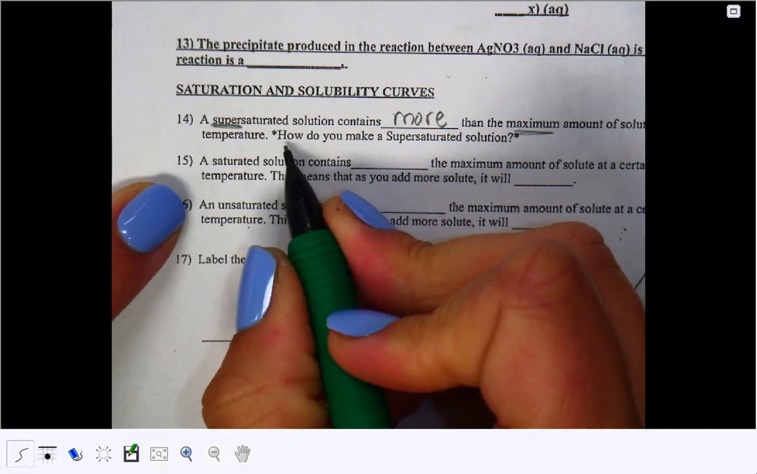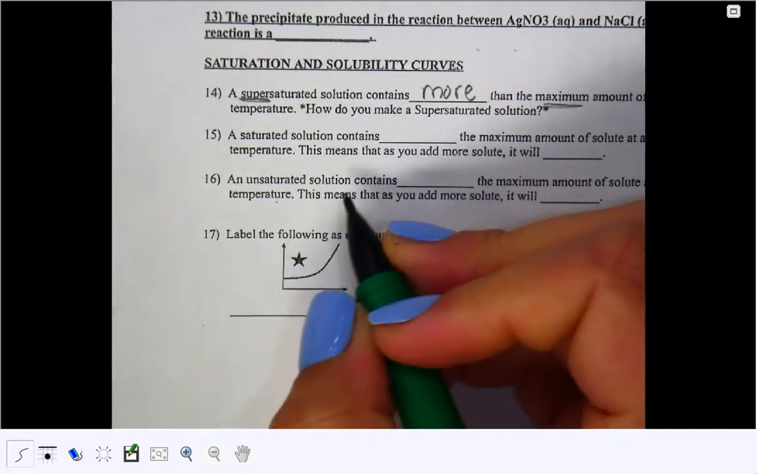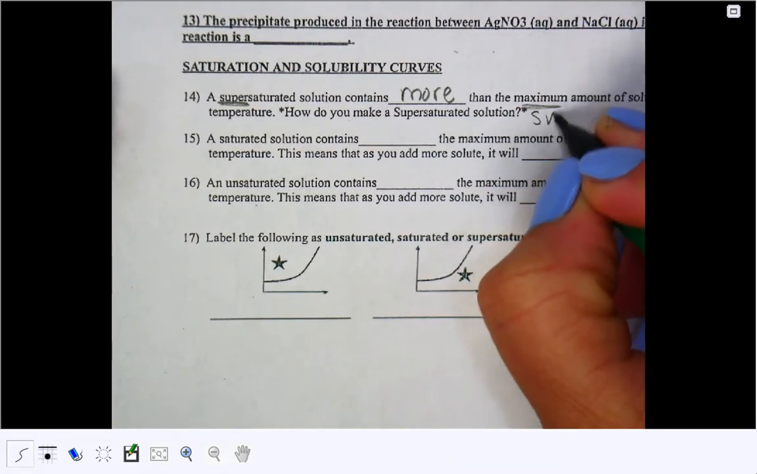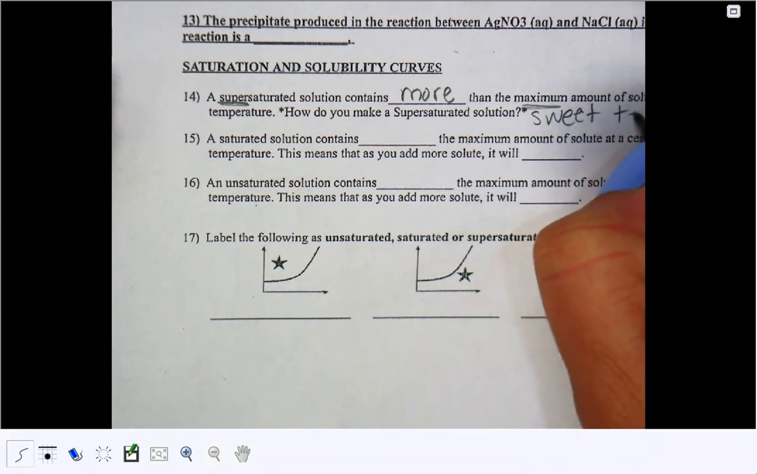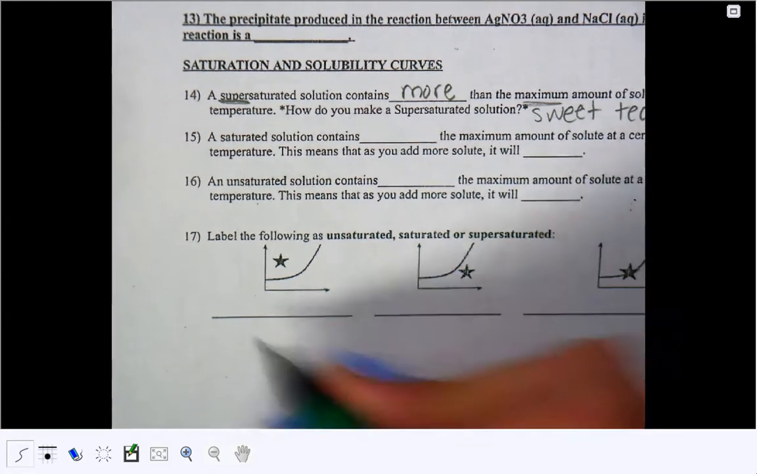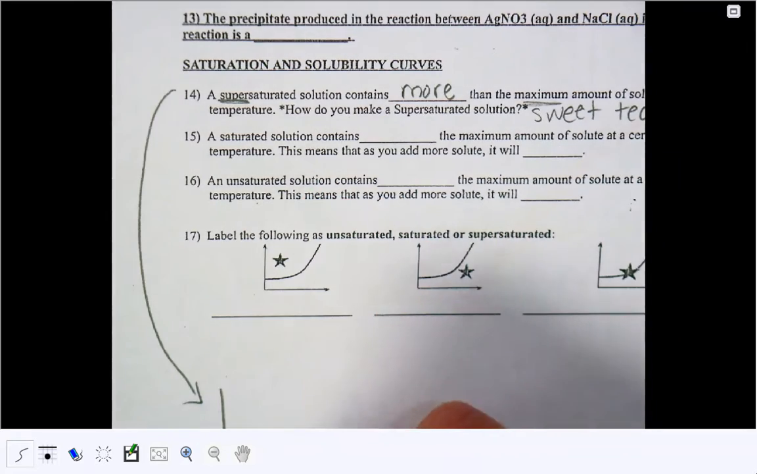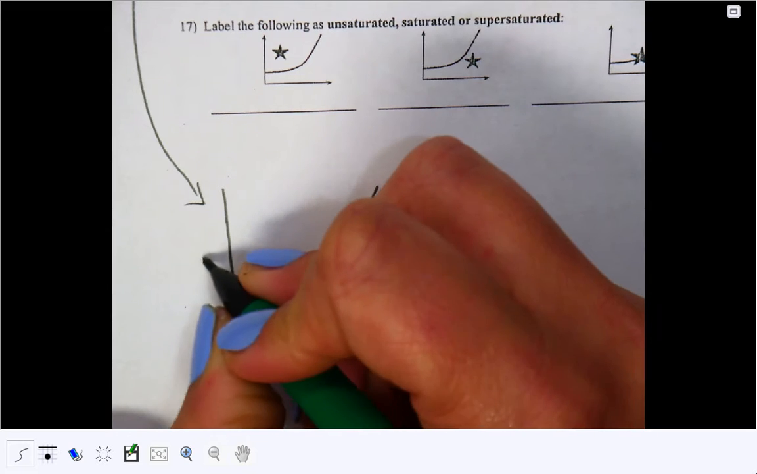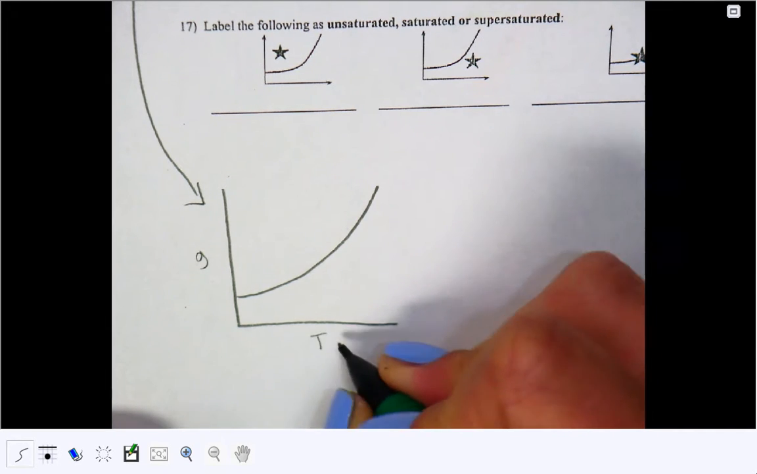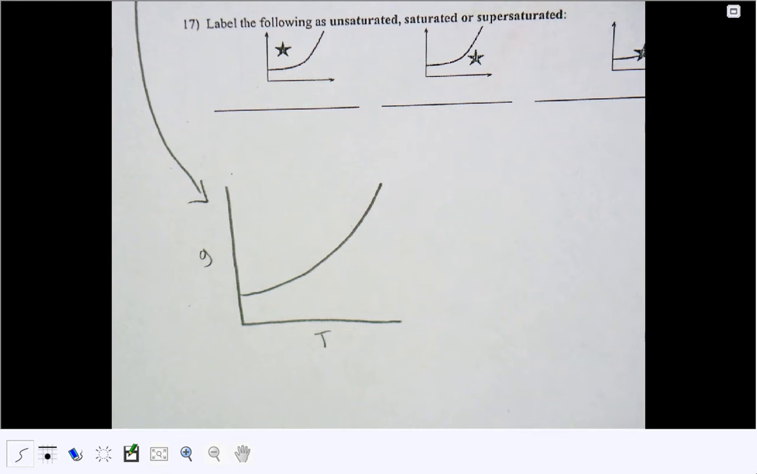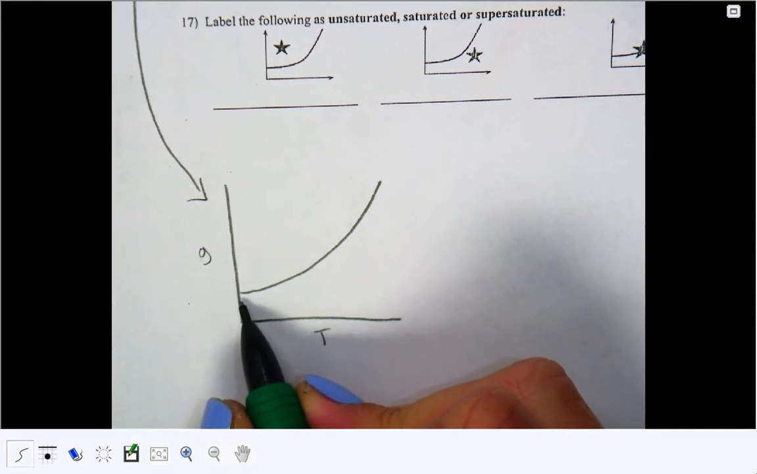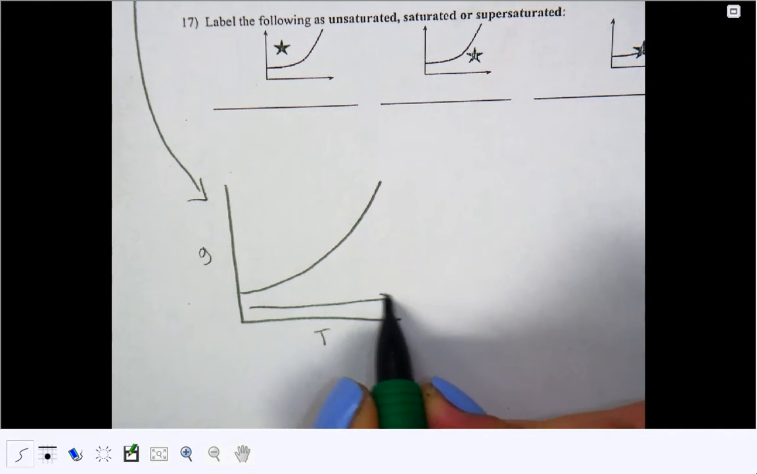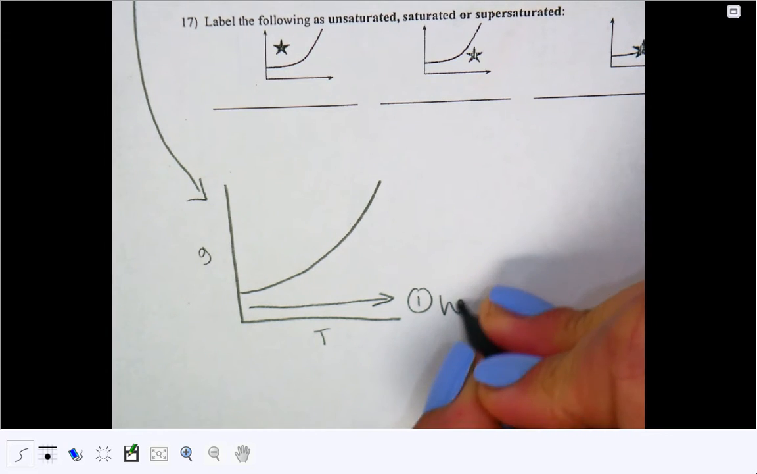I also added in, how do you make a supersaturated solution? Remember, this was sweet tea. What was our discussion on that? We have some sort of solubility curve, right? Here's our grams, here's our temperature. What are we going to do for supersaturated? What's the first step? Heat it up, exactly. So we're going to heat this solution up. First step, heat up.